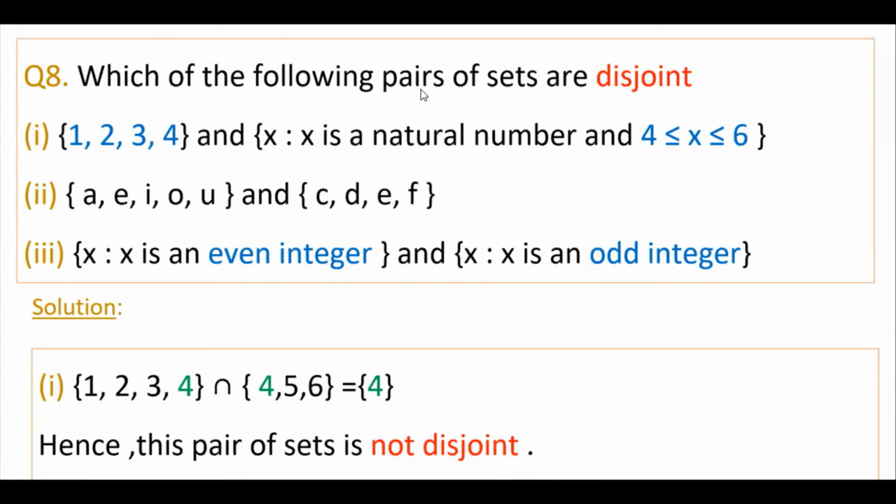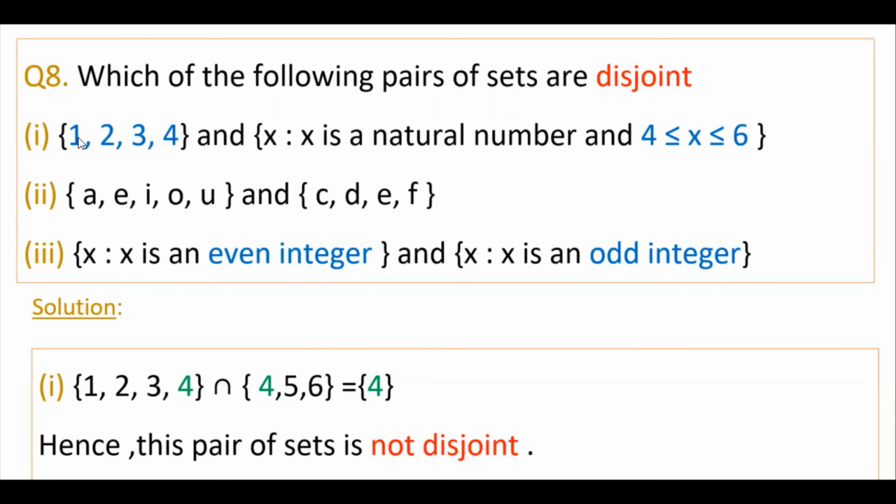This is a problem. Which of the following pairs of sets are disjoint? We know that if there are no common elements between two sets, then those sets are called disjoint sets. So if A intersection B is equal to an empty set, then A and B are called disjoint sets. So we have to see here: there are 3 pairs of sets given. Which are disjoint sets? You have to check. So the first one is {1, 2, 3, 4}, and this is one set, and {X: X is a natural number and 4 ≤ X ≤ 6} is another set. We have to check whether these two sets are disjoint or not.